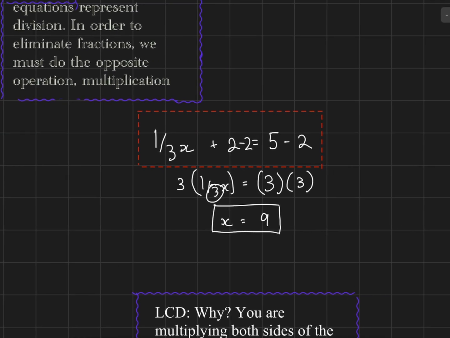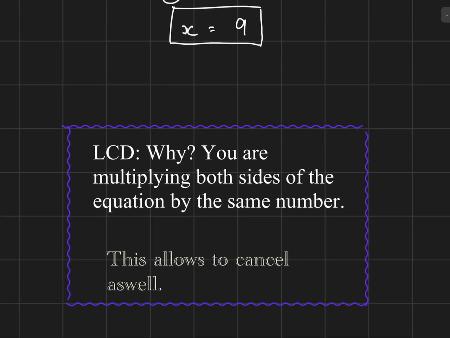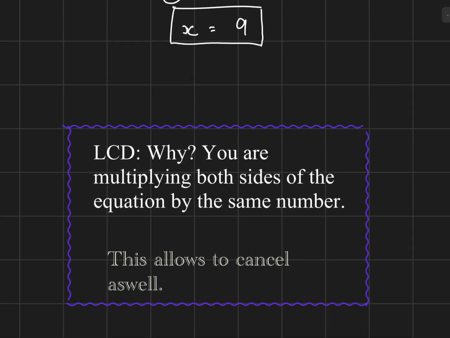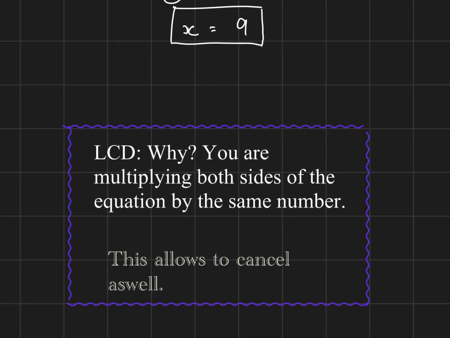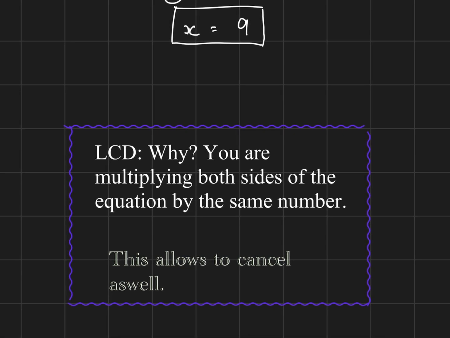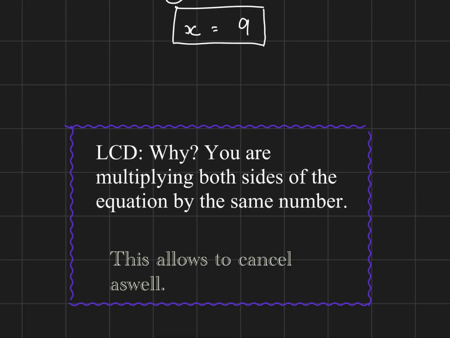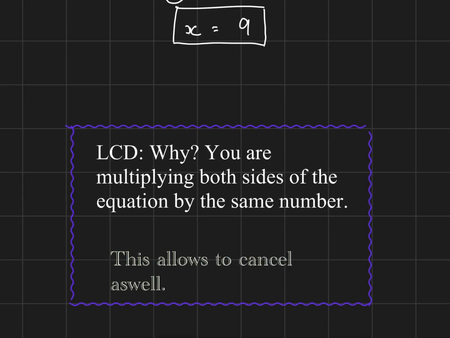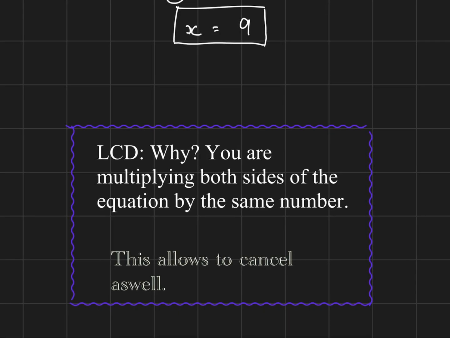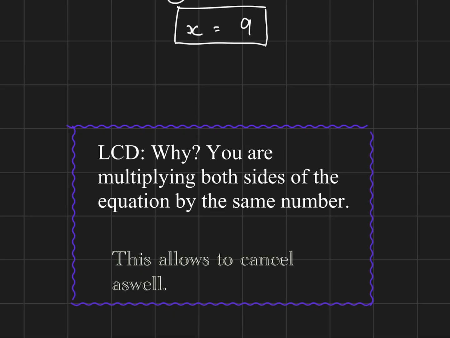Now, let's talk about why the LCD works. Because you're really just multiplying both sides of the equation by the same number. This allows you to cancel it, and it's kind of better because instead of having multiplication distributing over addition and canceling the denominators, this allows the equations to be equivalent but removes the fractions. Equivalent equations have the same solutions.